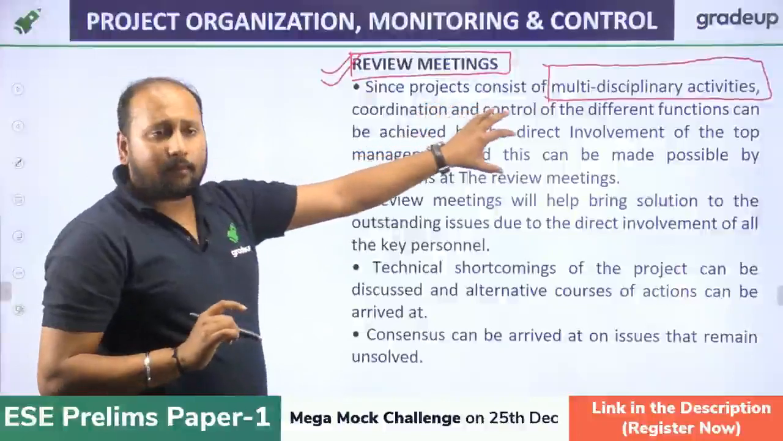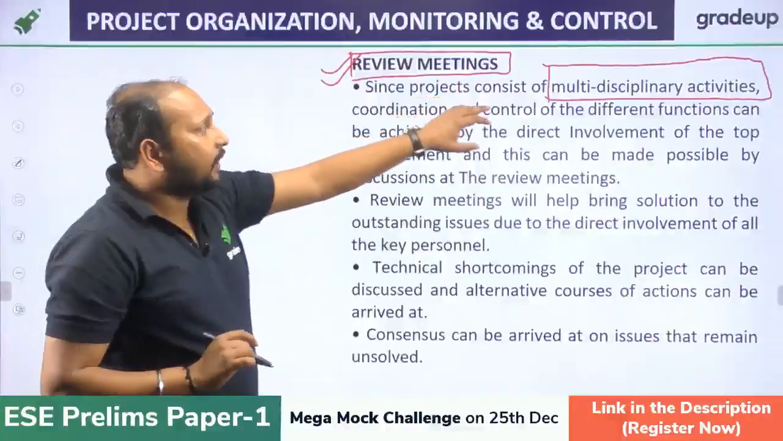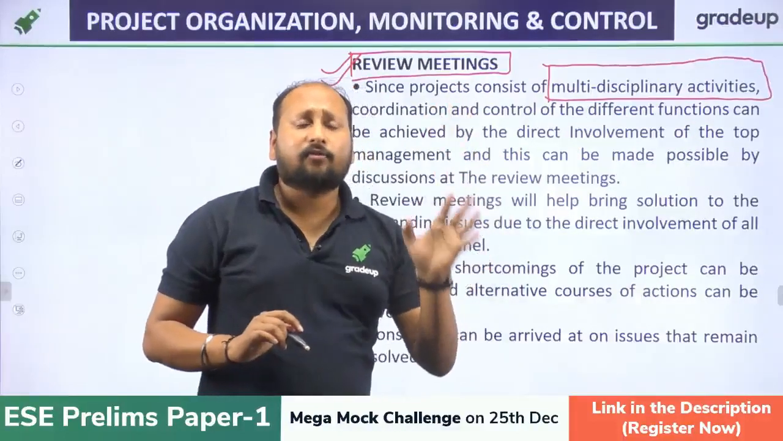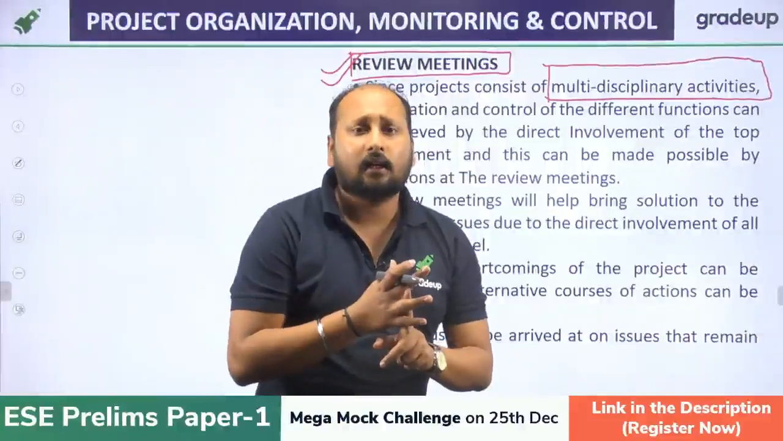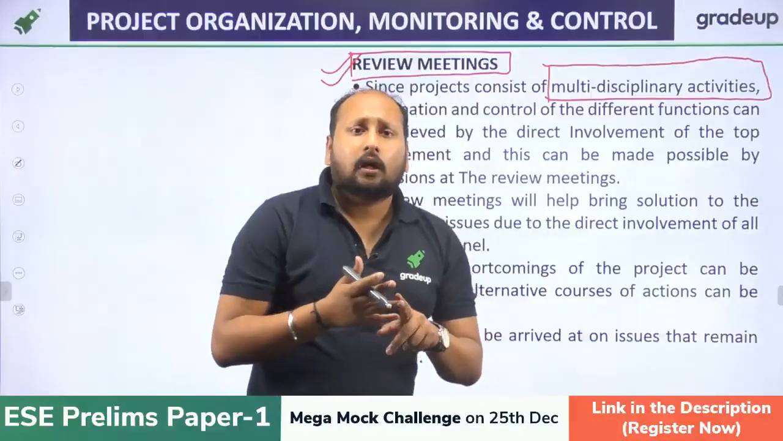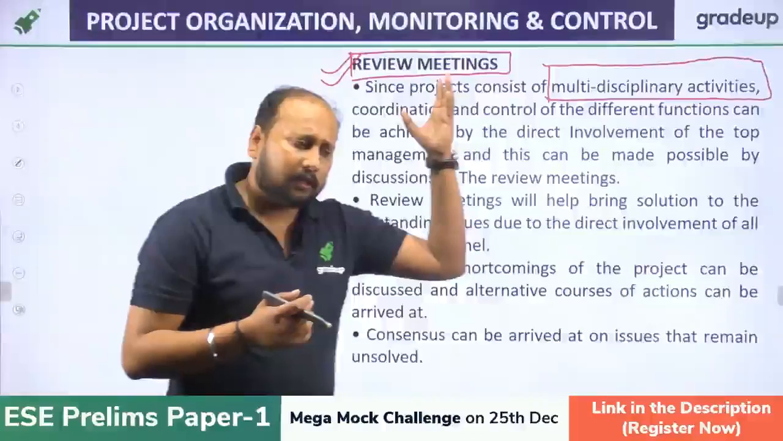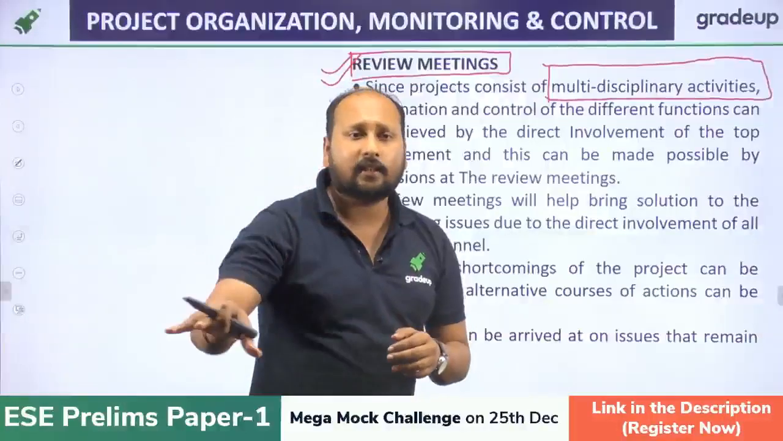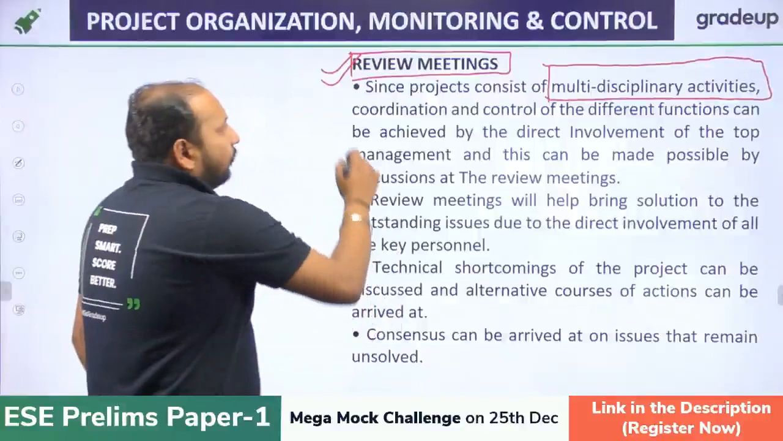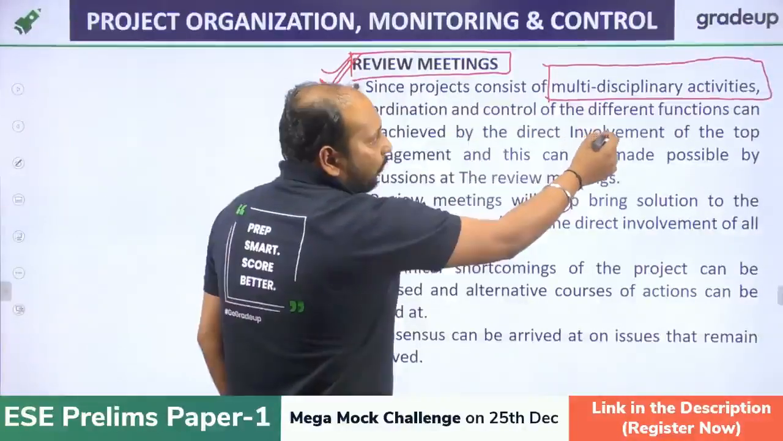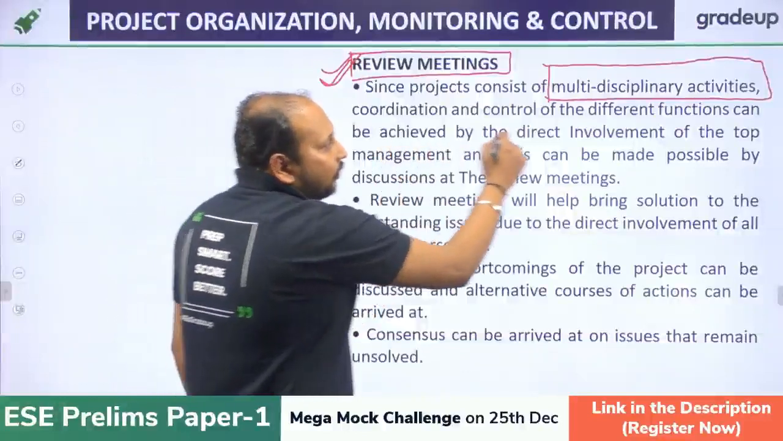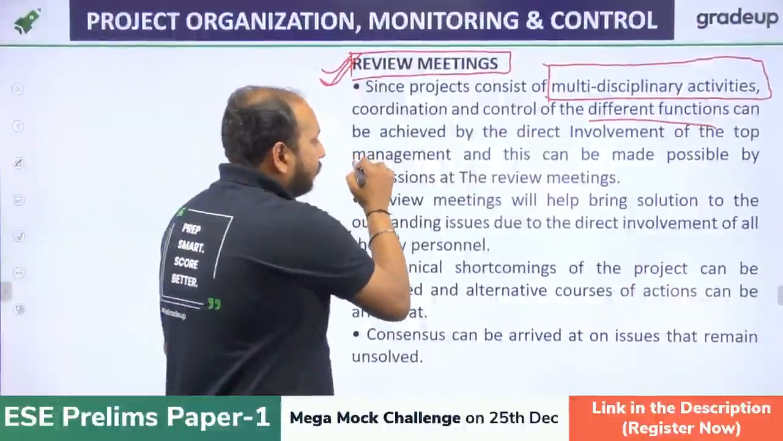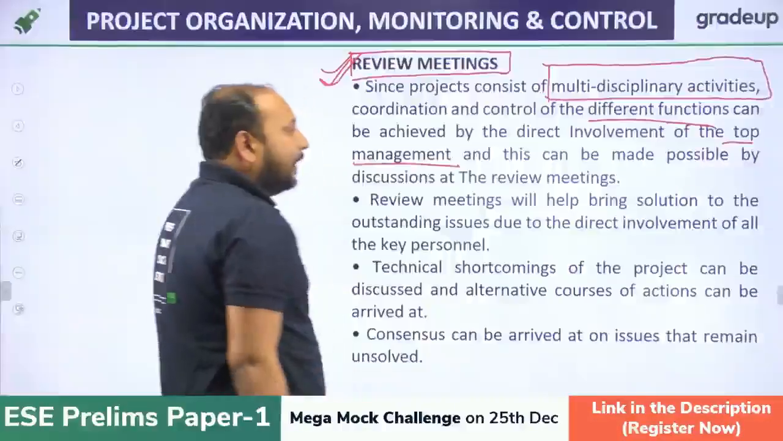Clear? So I'll be highlighting some of the points which you need to remember. Review meetings are generally held for multidisciplinary activities where managers from different backgrounds, for example finance, marketing, branding, or construction, mechanical, will be sitting in a single meeting and they will be having constant checks in that review meeting. Clear? So by using this review meeting, which is very important where we have multidisciplinary activities, different functions can be monitored with the direct involvement of the top management. Clear?